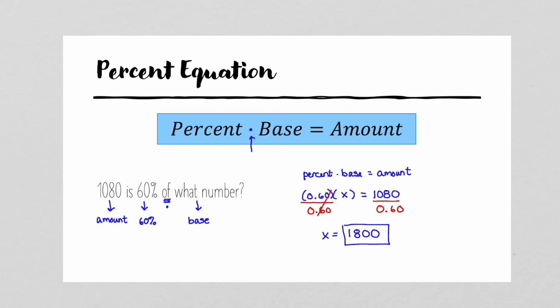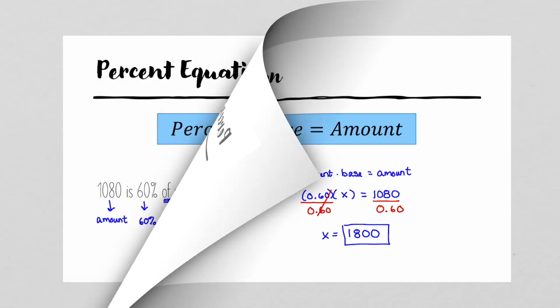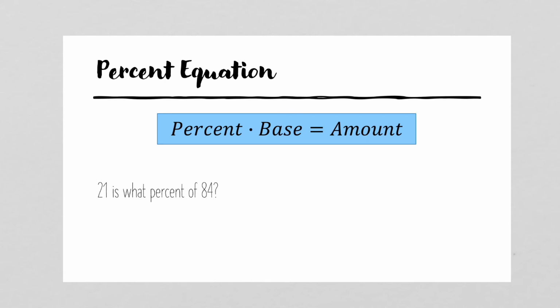Let's take a look at one more application of the percent equation. 21 is what percent of 84? Again, I want to identify, first off, my percent, my base, and my amount. Well, it's kind of obvious right here what percent, so my percent is missing, right? So my percent is actually what I'm looking for. That's what's going to be missing. Of, that's my multiplication. I take a percent of my base. So that makes 84 my base. And that is equivalent to 21, so 21 becomes my amount.